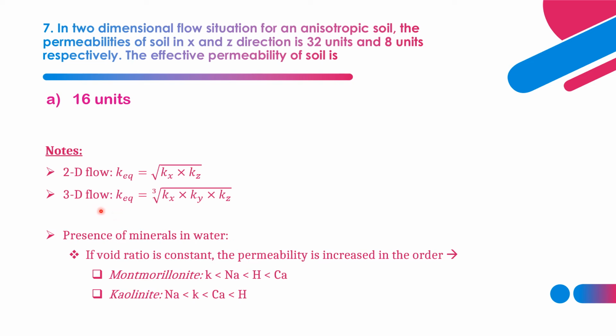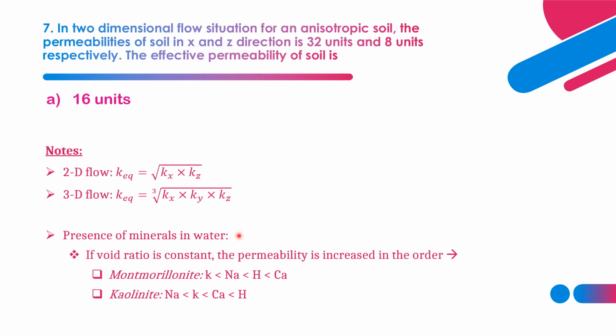And in case of three-dimensional flow, for example, if we are given x, y, z directions, then we have to use this formula to find K equivalent as the cube root of Kx into Ky into Kz. It is a simple but very important formula to find the equivalent permeability, as we have already seen in average vertical permeability and horizontal permeability. Similarly, it is like this for effective permeability.